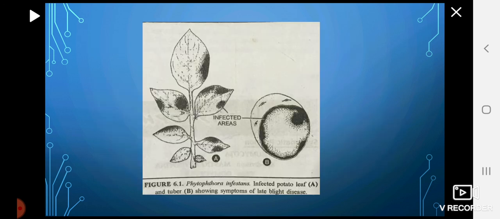So you can see here in this picture the infected potato leaf and potato tuber. These infected areas are shown on the leaves and the potato tuber. So you can see here these spots are present on the leaves which turn black in color.